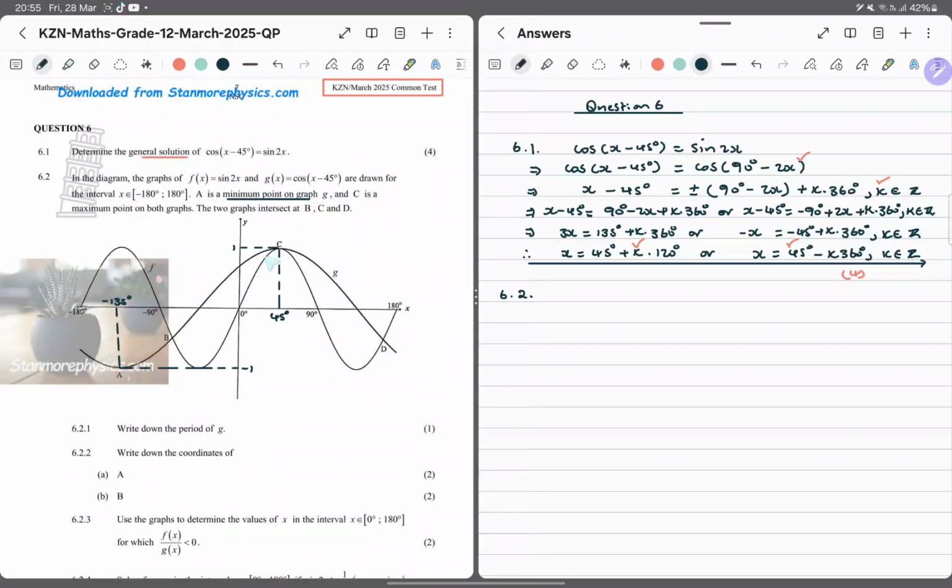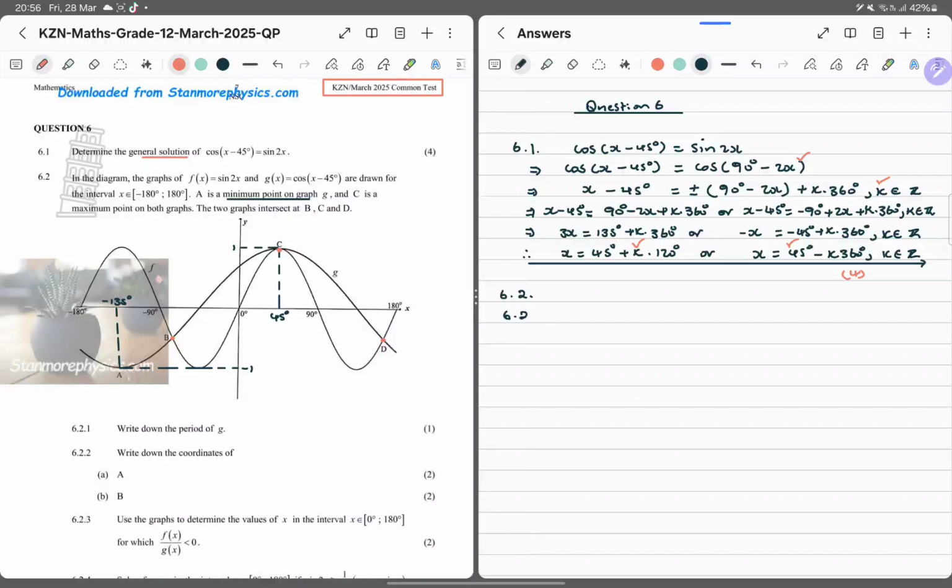Okay, C is a maximum point. We can see there it's already worked out nicely on both graphs. The two graphs intersect at B, C, and D. We can see there's a point of intersection there and there. But if we know the coordinates of B, we should be able to know those of D because of symmetry for the cosine function. Easy. And of course our general solutions are going to help us to do that. Nice and easy. Let's just answer those questions nicely.